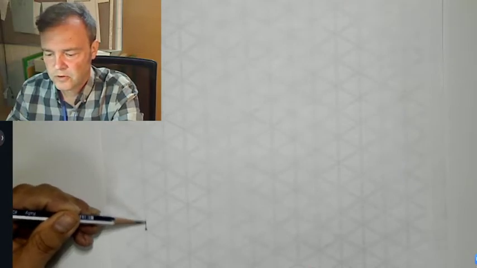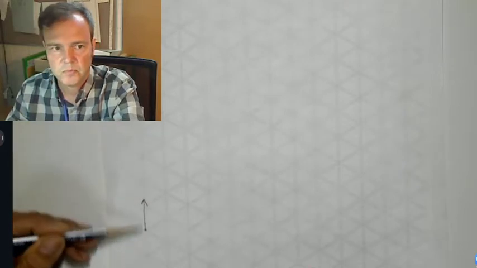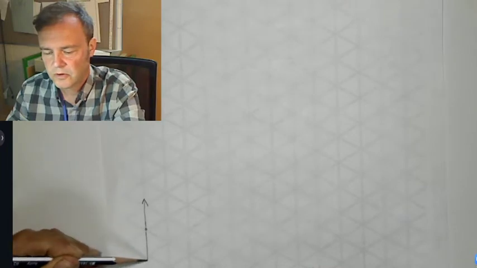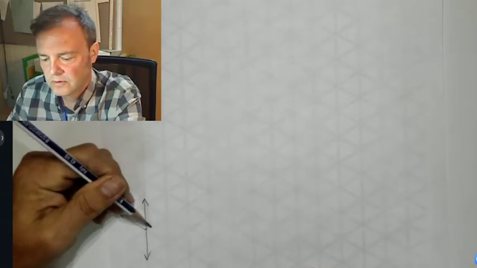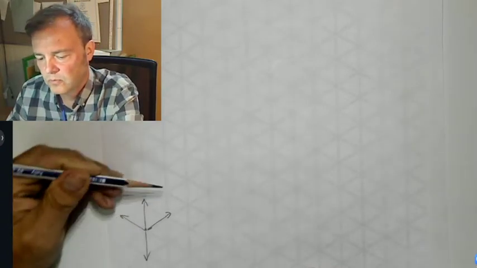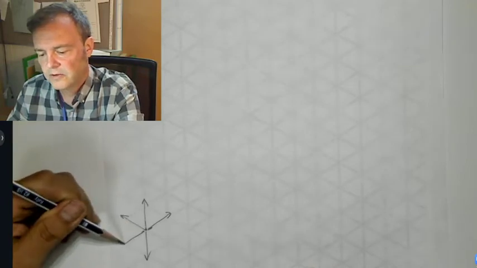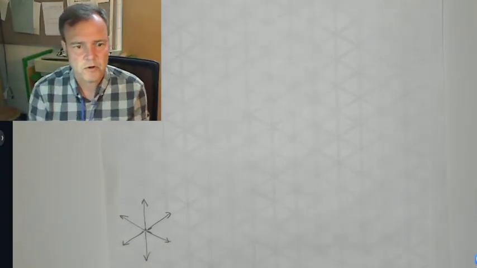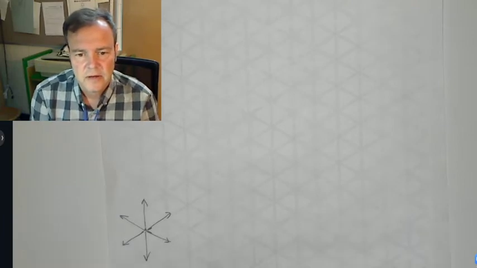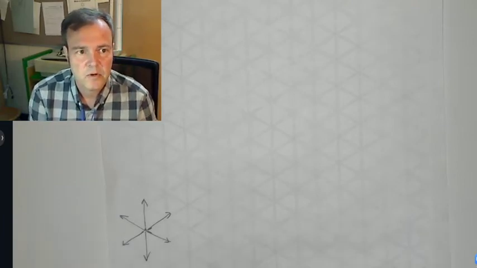This direction we're going to call straight up. This direction we're going to call straight down. This is up left. This is up right. This is down left. And this is down right. If we all use the same words for the directions, we'll be able to communicate more easily about what we're doing.